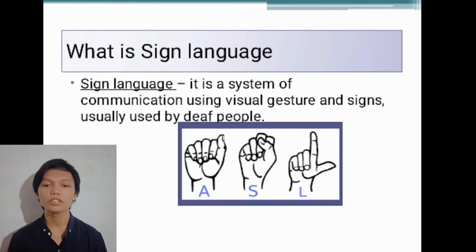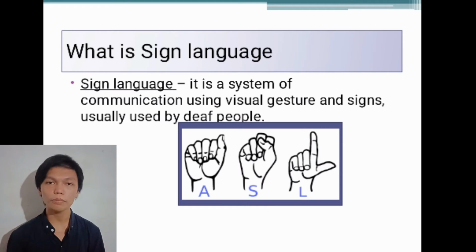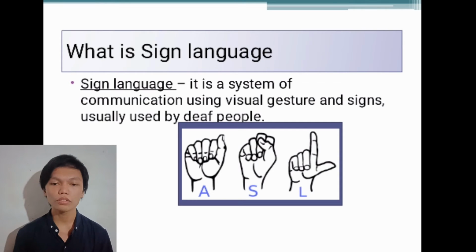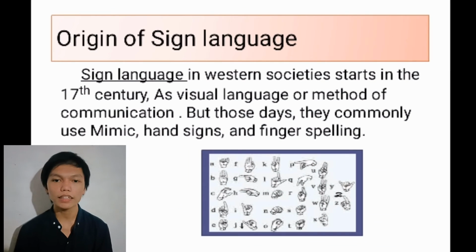Moving on with sign languages. Sign languages are languages that use the visual manual modality to convey meaning. It is also a system of communication using visual gestures and signs that are usually used by hearing impaired people. It is expressed through manual articulations in combination with non-manual elements. Just like gestures, sign language in Western societies starts in the 17th century. It was used as visual language or method of communication. But during those days, they just commonly used mime, hand signs, and finger spelling.